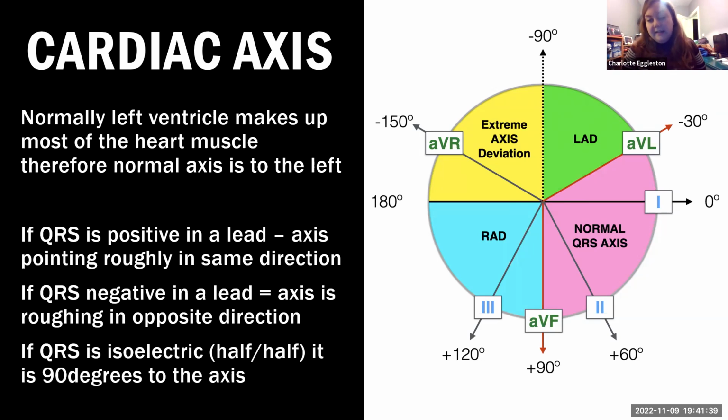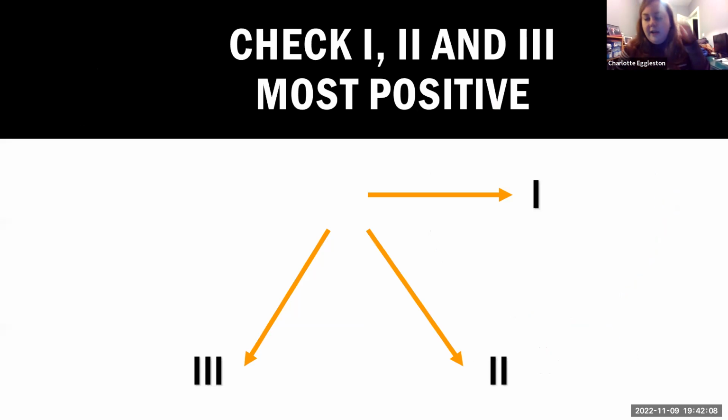If you've got right axis deviation, you've got a right ventricular hypertrophy, that's going to point more to the right side, and it's going to look more at your right foot angle, which is lead 3. I tend to look at 1, 2, and 3 because they sit next to each other. I'll show you some examples. You can always then double check. So for example, if you think there's a left axis deviation, lead 1 is super positive, but then also aVL, which is your left shoulder, will also be more positive. Does that make sense?